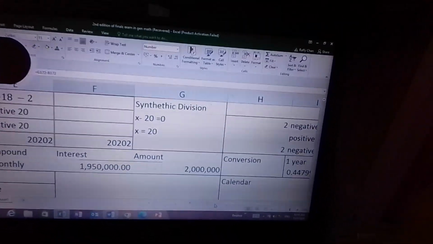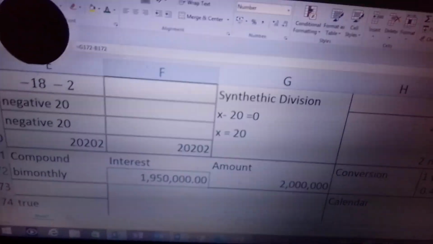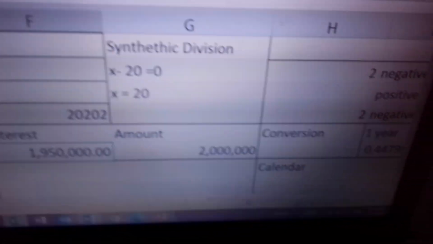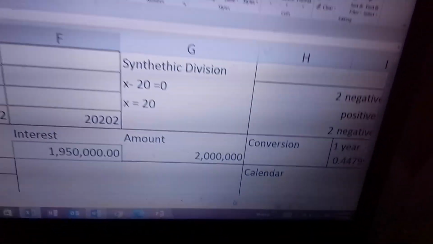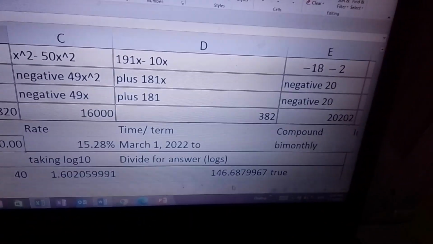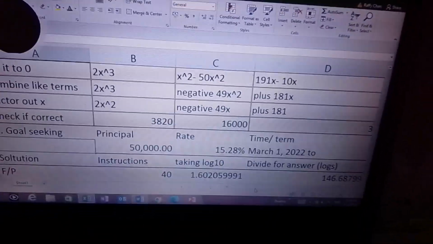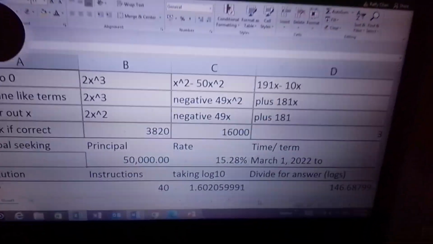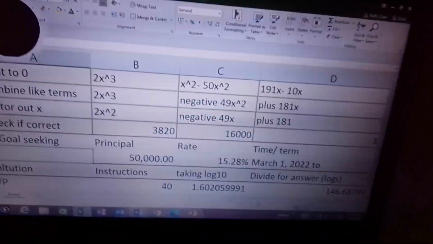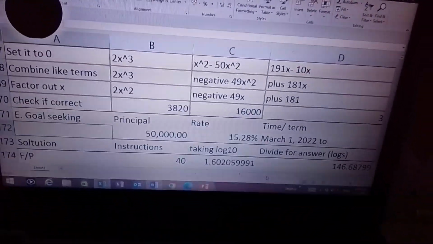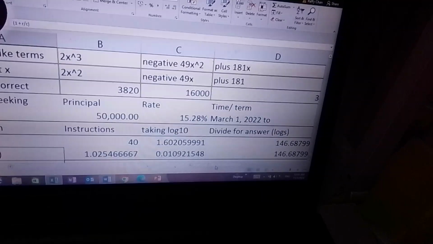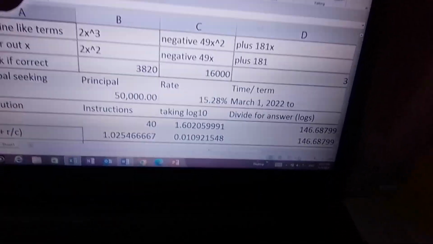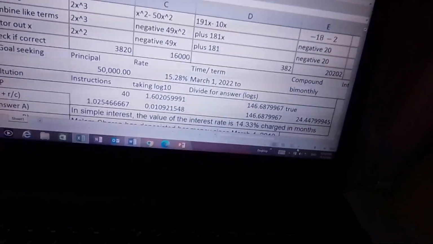And then our compounding period is bi-monthly. The interest is 1,950,000 and the amount is 2 million. Now, this is very easy for us to solve. Applying the rules of compound interest, madali lang yun. Di ba, remember you know already the rule of compound interest? You have to take the logs. So, you take the log of the future value divided by the present value. Ganito kasi yun.